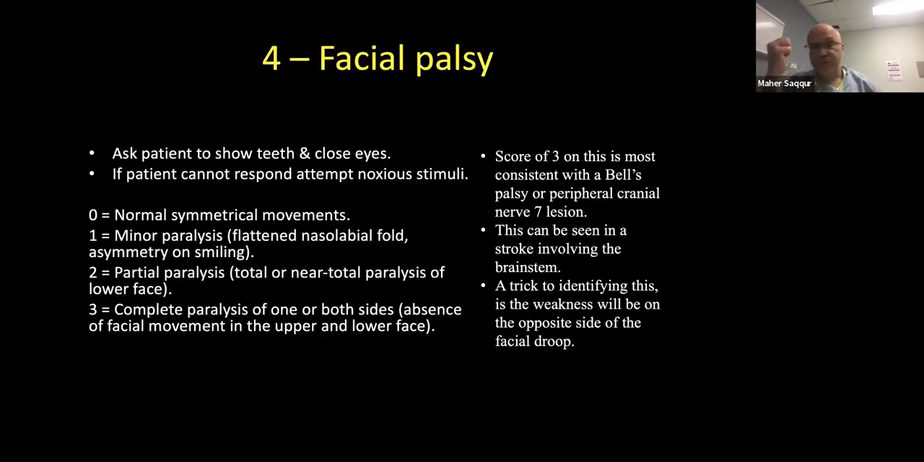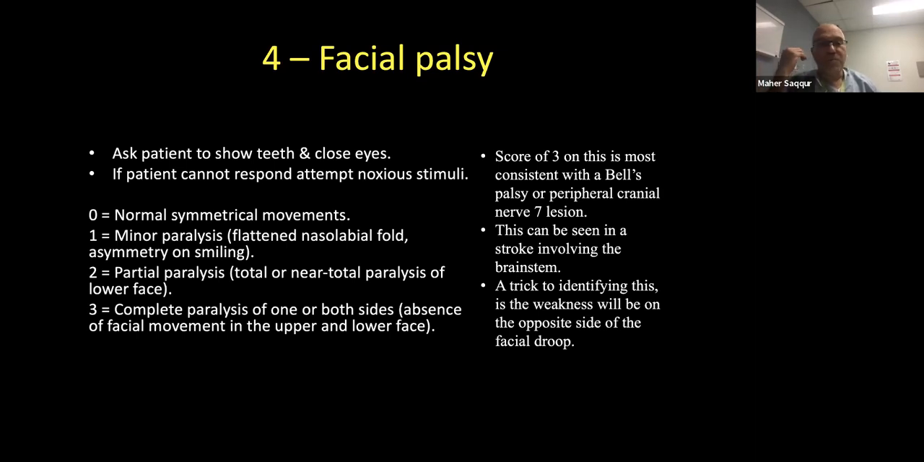So item number 4, we will move to the facial muscles. And it's simple. You ask the patient, could you please smile? If the smile is symmetric and normal, then he will score 0 on facial muscles. If there is a flatness of the nasolabial fold, then you will score 1. If there is total or near total paralysis of the lower part of the face that is more obvious, I give them 2.